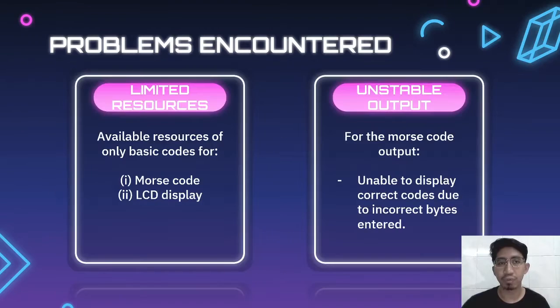For the next problems, we also have identified and divided them into two, which is limited resources and unstable output, which makes a total of 4 problems encountered. For the limited resources, the problem is that the available resources only consist of the basic codes, which is for the Morse code and the LCD display program. So for the unstable output, for the Morse code output, we identified that we were unable to display correct codes due to incorrect bytes entered.